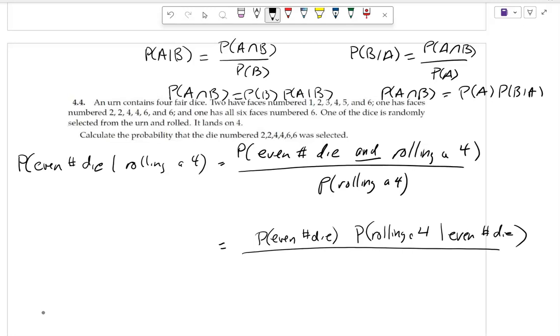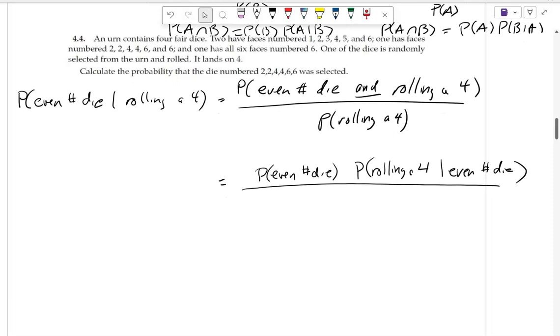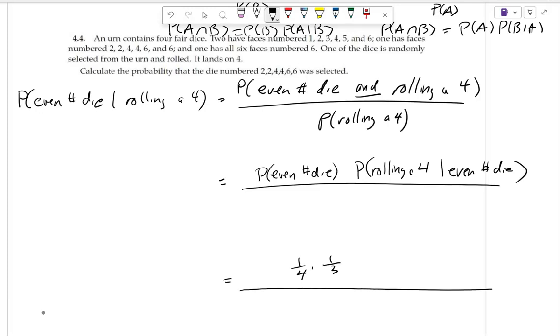Once you know you have the even number die, rolling a 4 is going to be what probability? 1/3, right? So on top of this, I know I need a denominator. I'll come back to it. But on top, I know the top is 1/4 because there was one even number die out of the 4 total. And I know once I have that even number die, I've got a 1/3 chance that we roll a 4. So I know what the numerator is.